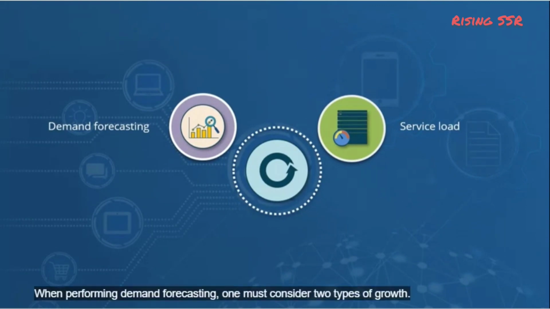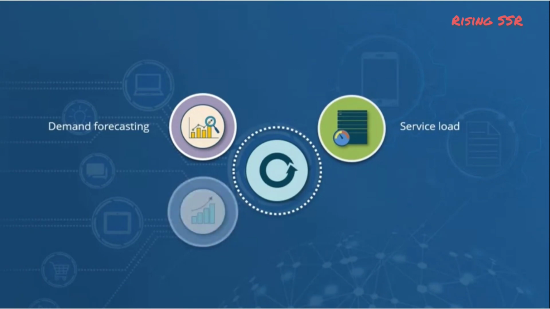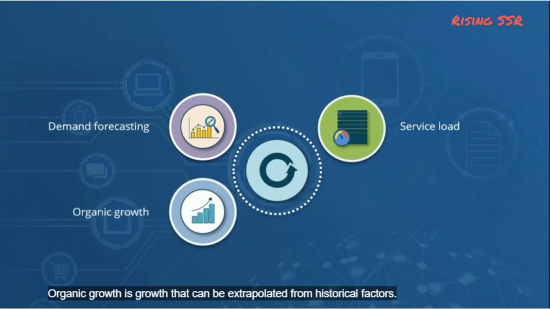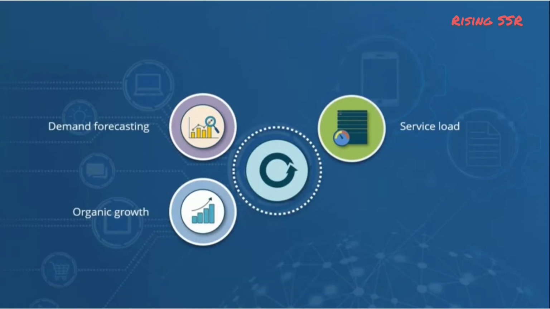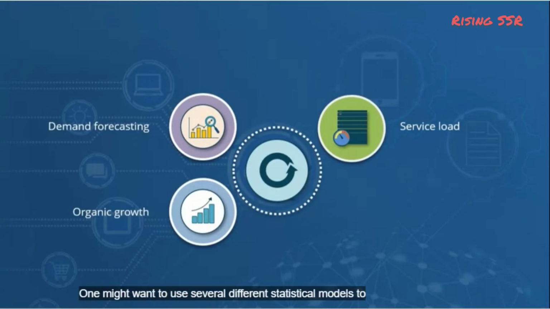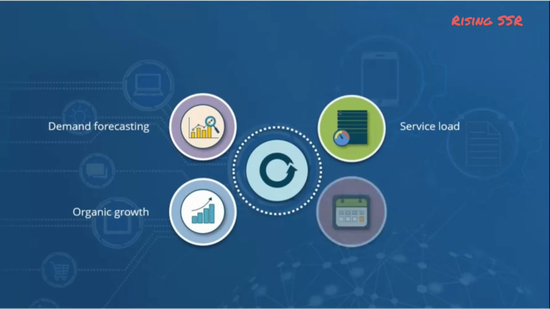When performing demand forecasting, one must consider two types of growth. Organic growth is growth that can be extrapolated from historical factors. There are many statistical methods for determining organic growth of a system. One might want to use several different statistical models to determine the expected organic growth of the system over time.